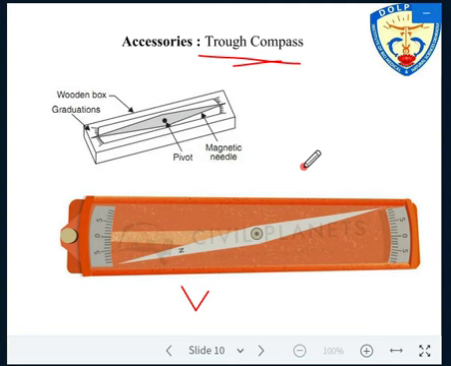Basically in the plane table, whenever you are supposed to fix the plane table, the direction of the plane table should be north and south. That is called magnetic meridian. It means one line that is going to represent the north and south direction, right? So through this trough compass we are able to locate that magnetic meridian, and then we can rotate the table accordingly to fix the north direction, right? That is trough compass. Fine.